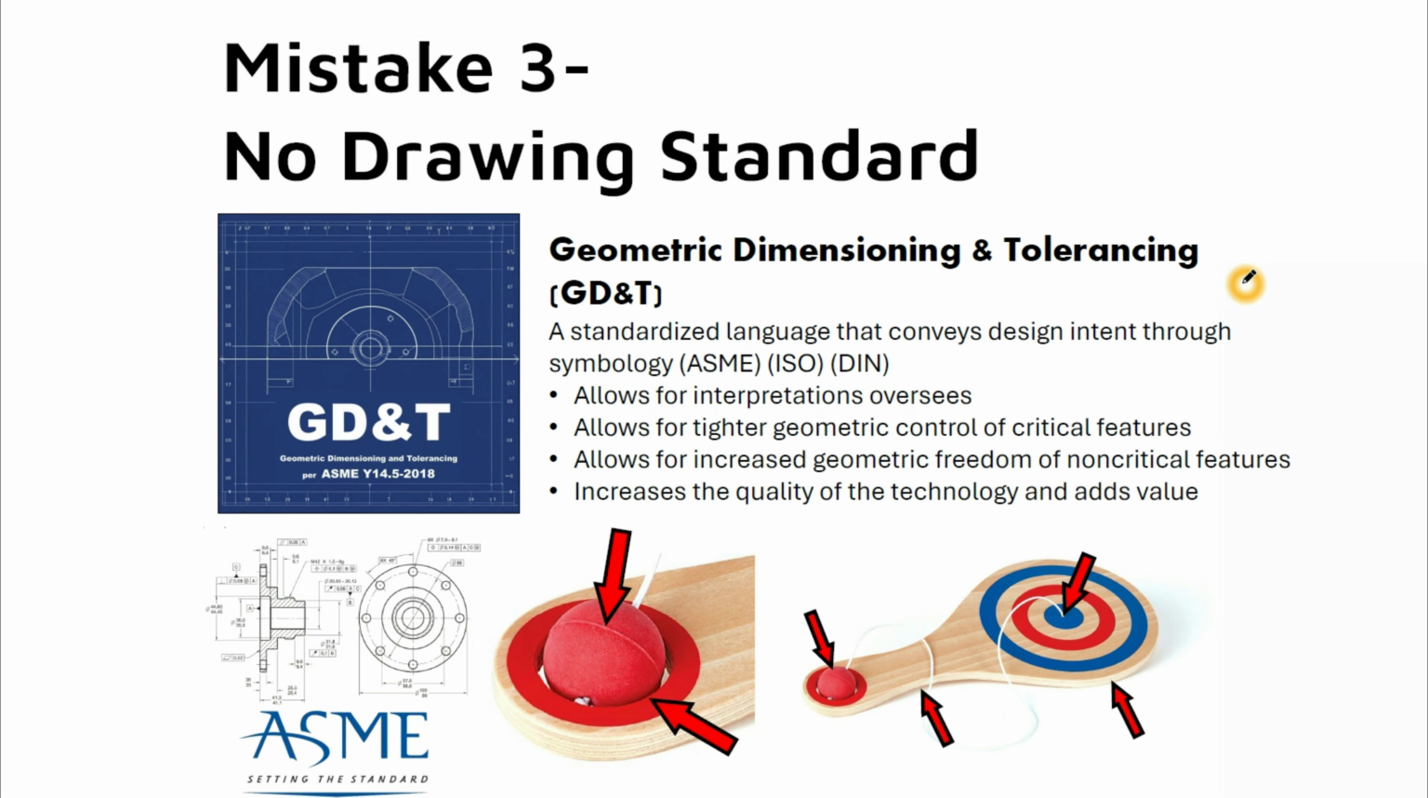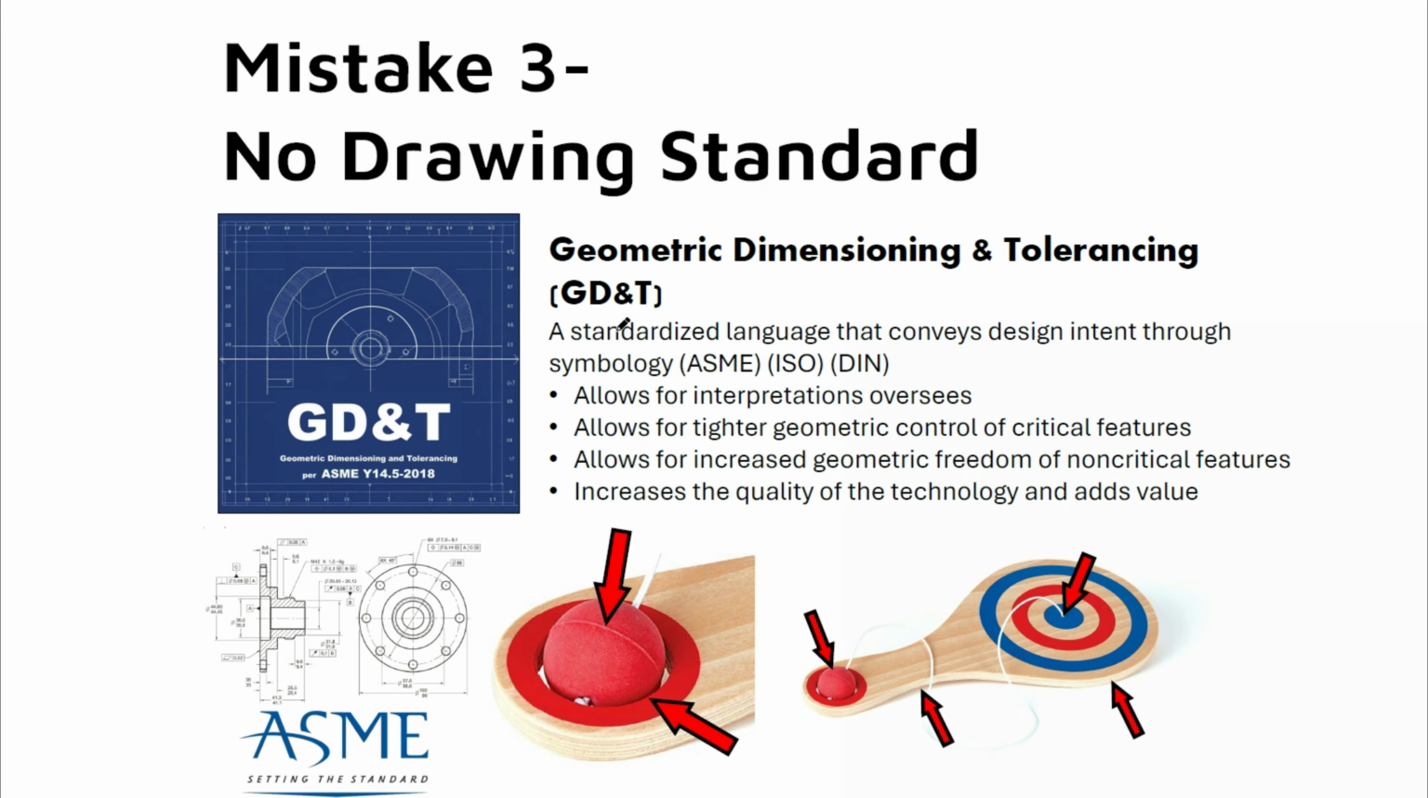So, GD&T, geometric dimensioning and tolerancing, is something that binds and standardizes the engineering drawing that you have. Now, why is this important? If you are considering outsourcing your parts, outsourcing your product to somewhere outside the country that is making it, you need to tell them which standard to follow.